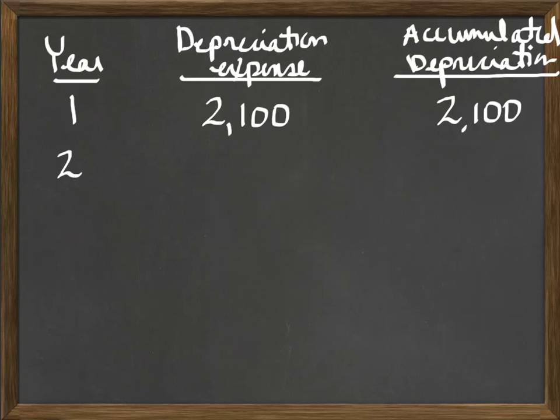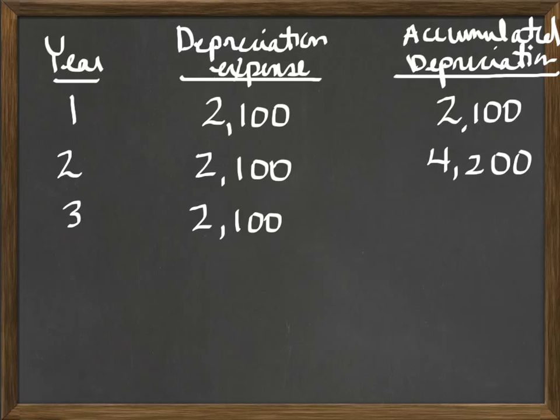Now, the cool thing about straight line, once you calculate it for 1 year, you have the full year after that. So year 2, again, you would expense $2,100 more in depreciation expense. Now, that would bring our accumulated depreciation, though, to $4,200. Again, the sum of all years' expense. So you take $2,100 from prior year, plus the $2,100 from this year would give you accumulated depreciation of $4,200.